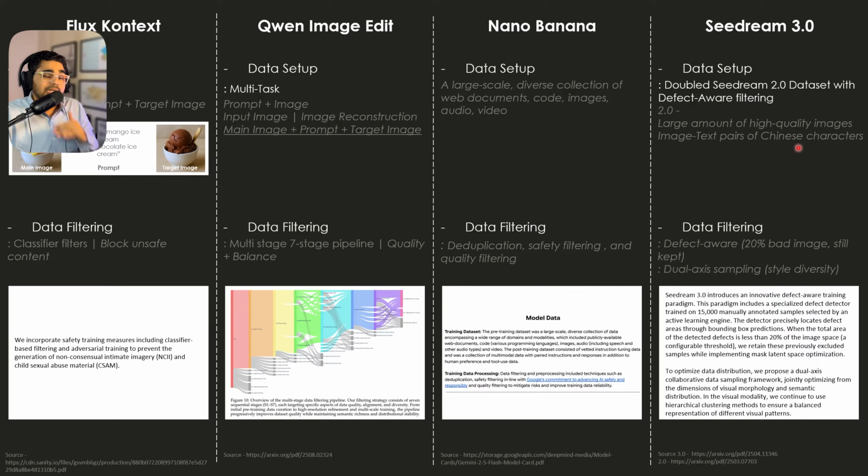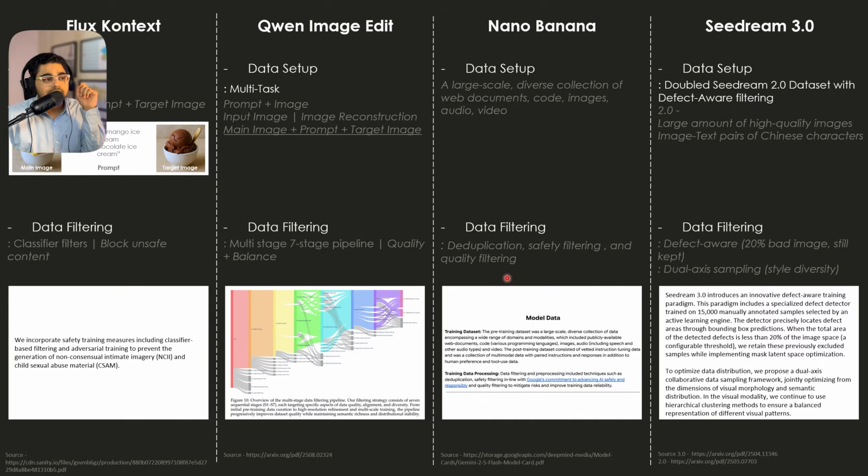Okay, then coming to the data filtration process, which I think is really important for all of these models. FluxKontext only uses a classifier filter, which means blocking unsafe content, that is non-consensual intimate imagery, child sexual abuse material, and anything that is NSFW content. With QwenImageEdit, you have a 7-stage filtration process for quality, balance, rotation, blurry images. You can read the details here. Okay, before I go ahead, whatever is in this white box is from the research paper. Whatever is outside of it is my representation or my understanding of it.